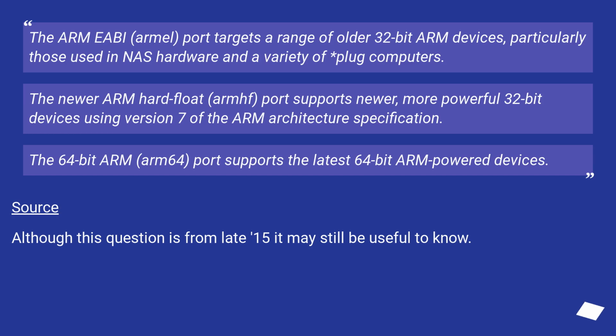The ARMel port targets a range of older 32-bit ARM devices, particularly those used in NAS hardware and a variety of plug computers. The newer ARM hard float, ARMhf, port supports newer, more powerful 32-bit devices using version 7 of the ARM architecture specification. The 64-bit ARM, ARM64, port supports the latest 64-bit ARM-powered devices. Source: although this question is from late 2015, it may still be useful to know.